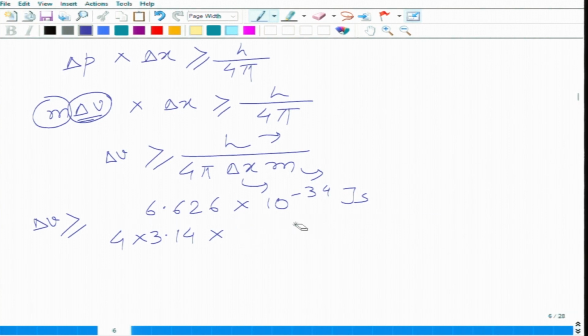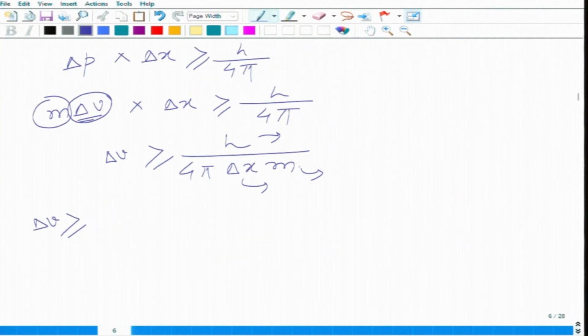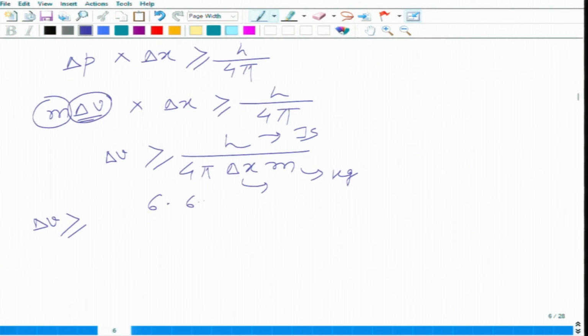First of all, we need to do one thing before starting the calculation. The position here is given in angstrom. We cannot calculate this in angstrom because the other values, the value of h and the mass of the electron, are in SI units. The unit of h is joule second and we know the mass in kg. So we need to convert this value into SI unit, that is meter. So 1 angstrom is equal to 10 to the power minus 10 meter. So this will come as 5 into 10 to the power minus 5 into 10 to the power minus 10 meters, which is 5 into 10 to the power minus 15 meter. So we can write like this.